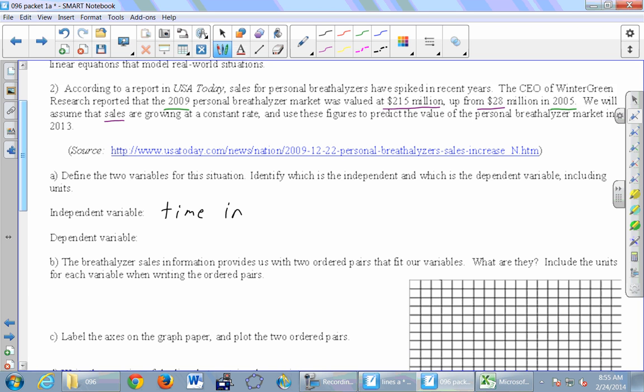in, and then we got to make up a unit. So what would be a good unit for time? Years for this one. And then the dependent variable is sales. And what's a good unit for this? Yeah, it seems like millions. Millions of what? Dollars. Seems like that's better than using dollars, because if you just say dollars, then you're going to have to write out the number 215 million in every one of your equations. So millions of dollars seems better.